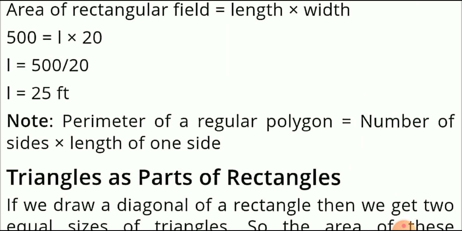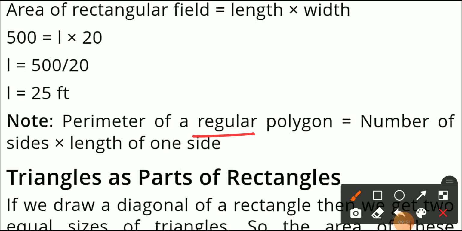Perimeter of a regular polygon is equal to the number of sides multiplied by the length of one side. What is a regular polygon? Another question arises here. All these terms will come again in chapter number 3 of class 8th.